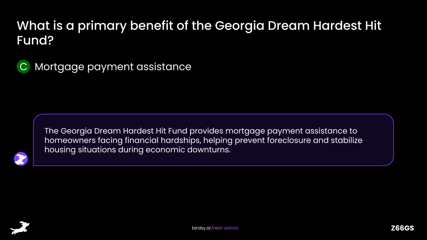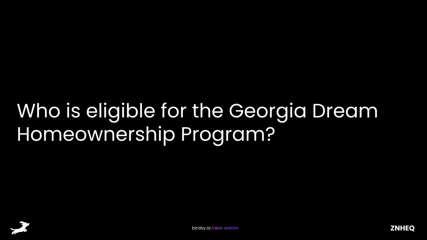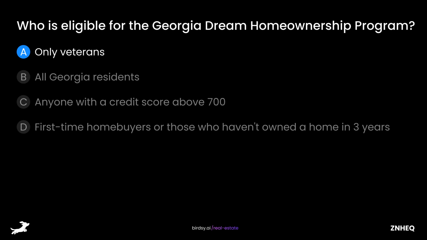The Georgia Dream Hardest Hit Fund provides mortgage payment assistance to homeowners facing financial hardships, helping prevent foreclosure and stabilize housing situations during economic downturns. Who is eligible for the Georgia Dream Homeownership Program? Is it A, only veterans? B, all Georgia residents? C, anyone with a credit score above 700? Or D, first-time homebuyers or those who haven't owned a home in 3 years? The answer is D, first-time homebuyers or those who haven't owned a home in 3 years.